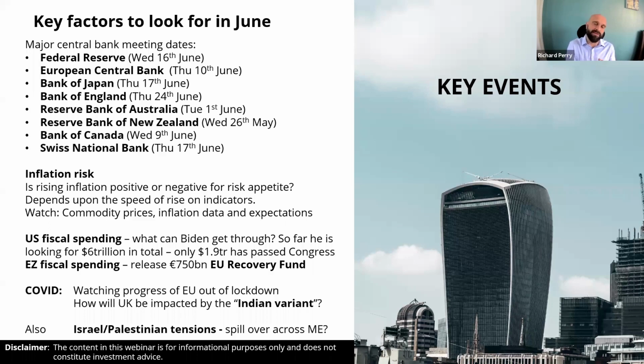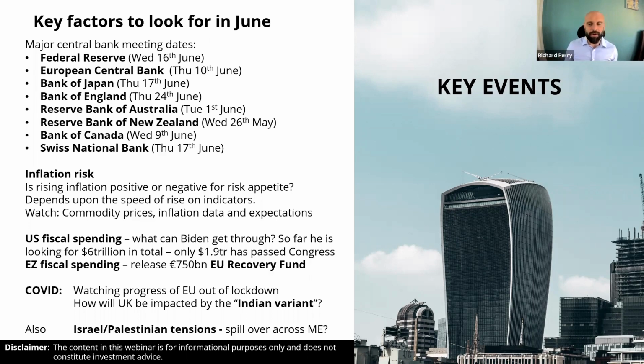So we're now in the process of looking for the language changes from the Federal Reserve that could give a hint as to when that might be. We may start to see that in June. It's still not likely, but there may start to be some little hints in the Federal Reserve meeting in the coming month that might start to hint at tapering asset purchases further down the line.